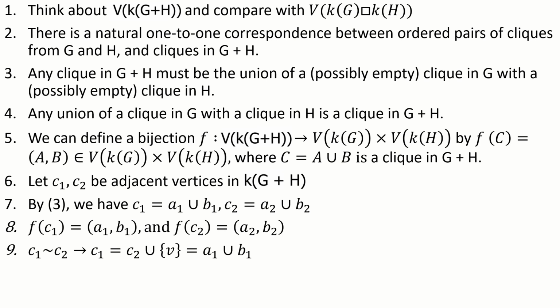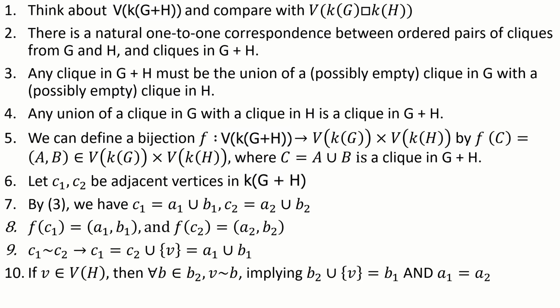Now let's take a step back and think about the case that vertex V came from graph H. In that case, in graph H, vertex V must be adjacent to all vertices in clique B sub 2, meaning B sub 2 plus V is a clique in H and is equal to clique B sub 1. Also, it implies that clique A sub 1 equals clique A sub 2.